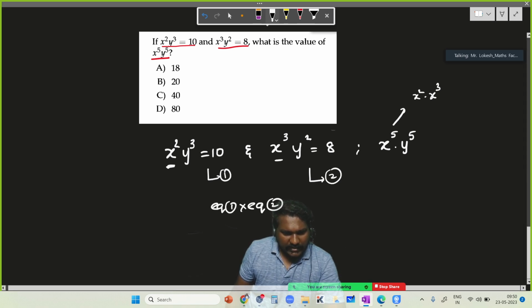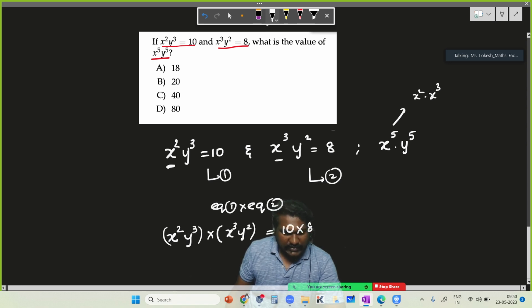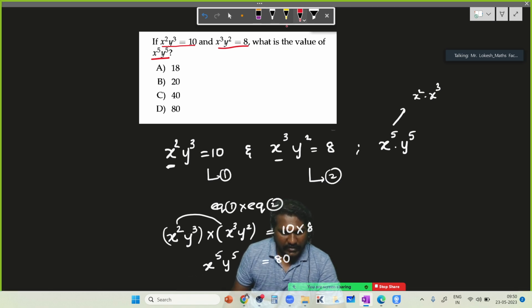Then I'll get x square y cube times x cube y square is equal to 10 times 8. x square into x cube will be x power 5, and similarly y cube into y square will be y power 5, which is equal to 80. So x power 5 into y power 5 is equal to 80. Directly we can get the answer. So option D is the correct answer.